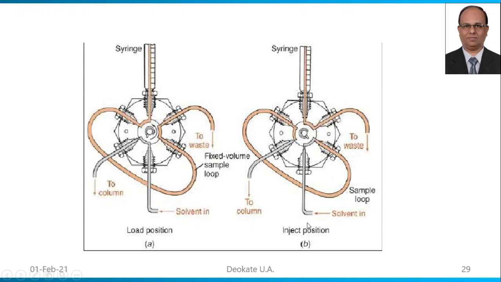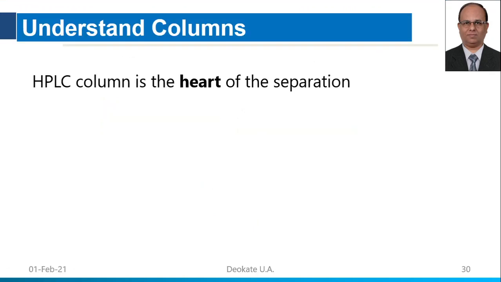Now when you rotate the position of your injector to the inject position, the loop becomes part of the flow path. Now see here, it gets disconnected from this side and comes into the flow path. The solvent will flow through this loop and carry the liquid with it, and then this solvent with the sample will enter the column. So these are called loop injectors, and they have a fixed volume in the determination.